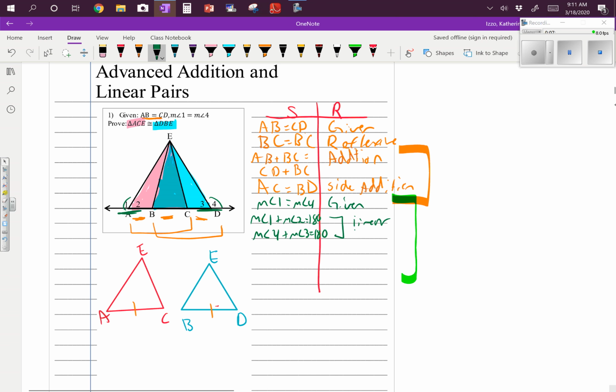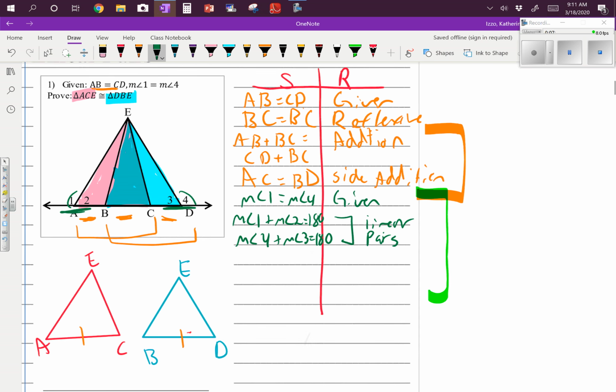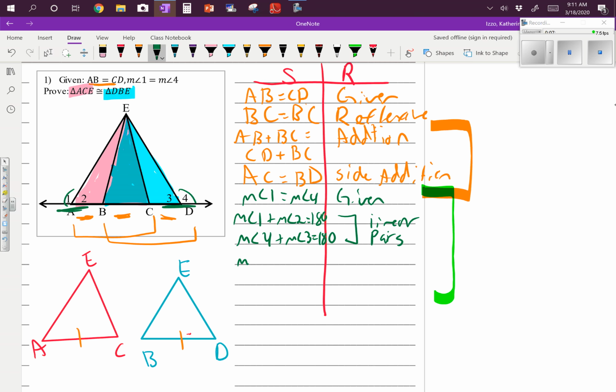I know, it's complicated. But is it really any different from what we did yesterday? Not yet. Okay, so now we have to do the one big long equation. So I'm going to say measure angle 1 plus measure angle 2 equals measure angle 4 plus measure angle 3. That's my first substitution.